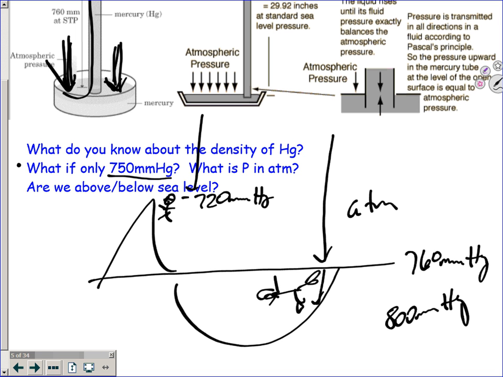So you should be able to consider that from a landscape perspective. So this one is what? Above or below sea level? Above sea level, okay? And if I had to convert 750 millimeters of mercury to atmospheres, let's just make sure we can convert that right now. 750 millimeters of mercury to atmospheres.